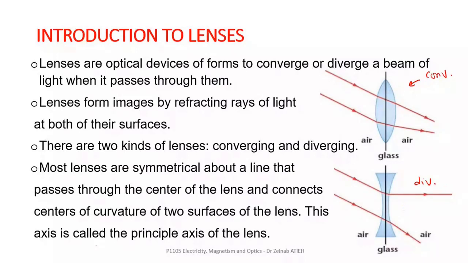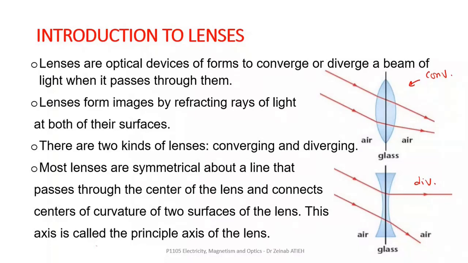The fourth note says most lenses are symmetrical about a line that passes through the center of lenses and connects centers of curvatures of two surfaces of the lens. This axis is called the principal axis of lenses.